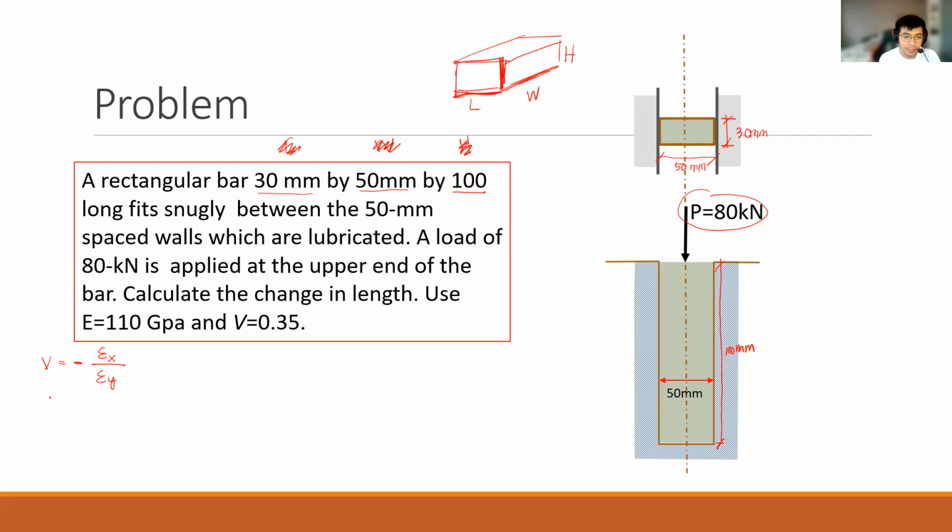Okay, then we have epsilon sub x is equal to the negative nu epsilon y. So take note that since there is no strain in the x direction, di ba? So meaning ana is pwede na siya i-ignore completely, di ba?